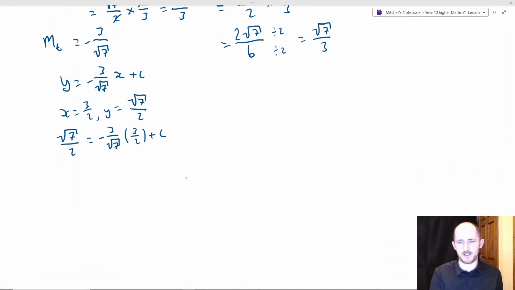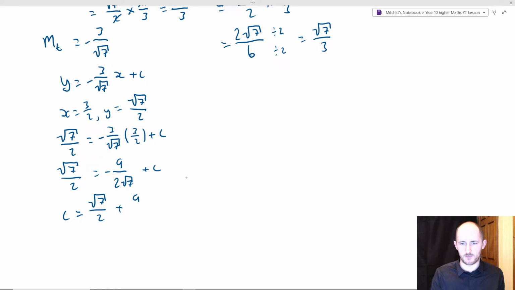Alright, let's do it. I don't think there's an easy way to do it, so let's just do some maths. Minus 3 times 3, so we get minus 9 over 2 root 7 plus c. Great, okay, we get to make those denominators the same, that's fun. We have root 7 over 2 plus 9 over 2 root 7. You can rationalise the denominator, and that'll make it probably a bit easier.